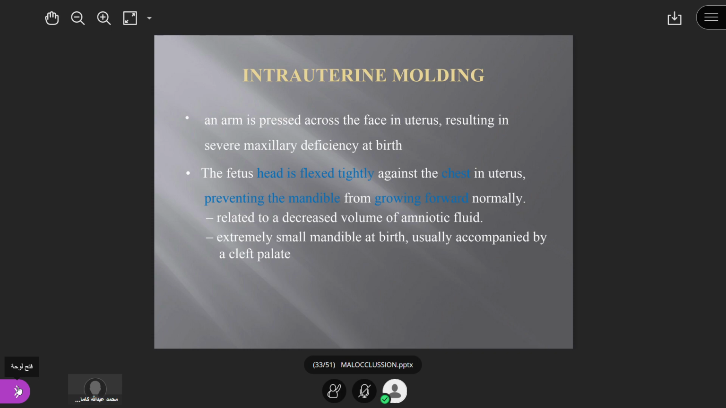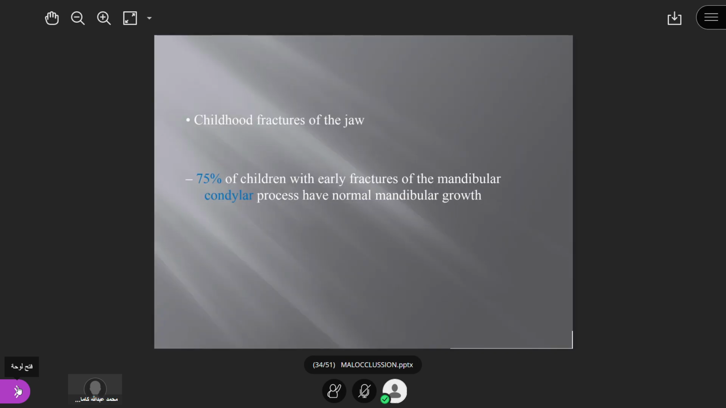So that's why we call it the Pierre Robin triad or a sequence, that because of the small mandible, it results in protrusion of the tongue in between the palatal shelves, resulting in cleft palate, and as a result of that, the tongue goes back and might block the respiratory airway, which results in severe respiratory distress at birth.